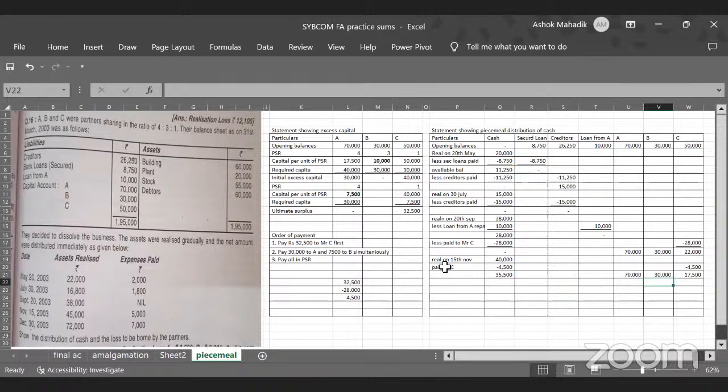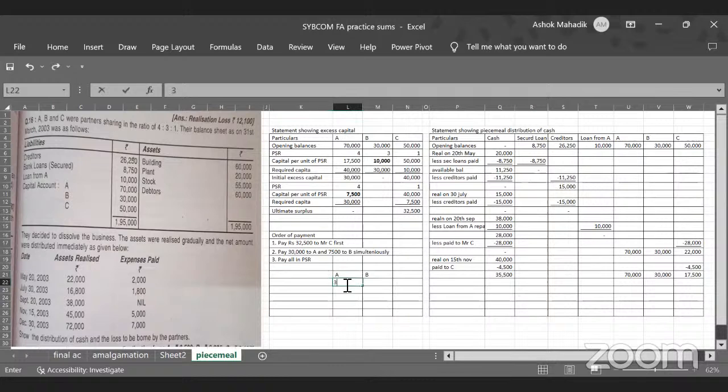Now we'll go for the second order of payment. It says pay 30,000 to A and 7,500 to B, and they are to be paid simultaneously. You can't pay any one partner first and later on the other. You have to pay it simultaneously. Clear? Let us make a small working note just for convenience. How much we have to pay to A? How much to B?